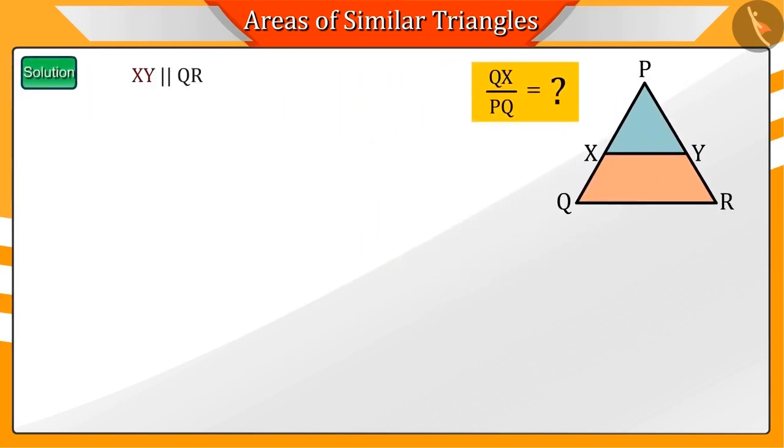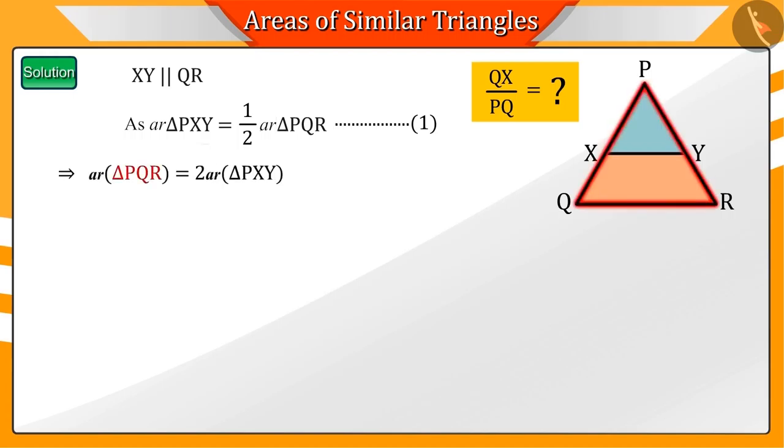According to the question, we know that XY is parallel to QR and the area of triangle PXY is half the area of triangle PQR. Hence, from equation 1, we can say that the area of triangle PQR will be twice the area of triangle PXY.